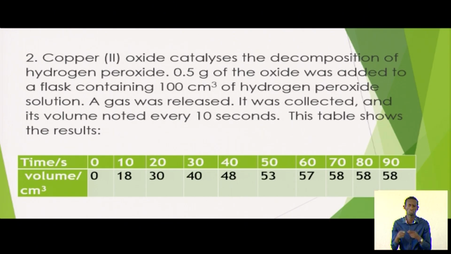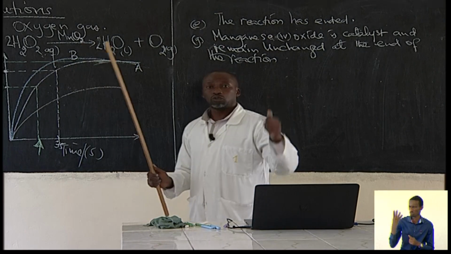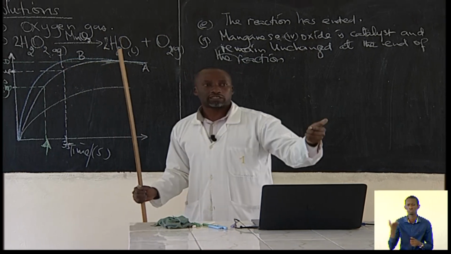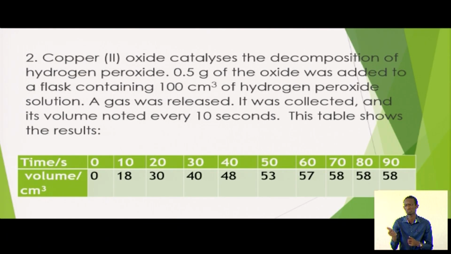Copper 2 oxide catalyzes the decomposition of hydrogen peroxide. So manganese 4 oxide is not the only catalyst that can be used. That is why I brought this one. You should know that it is not only manganese 4 oxide that can be used to catalyze the decomposition of hydrogen peroxide. There are some other catalysts, and we are saying copper 2 oxide is one of them. Probably, along with answering the questions, we'll be able to mention some other catalysts that are used.